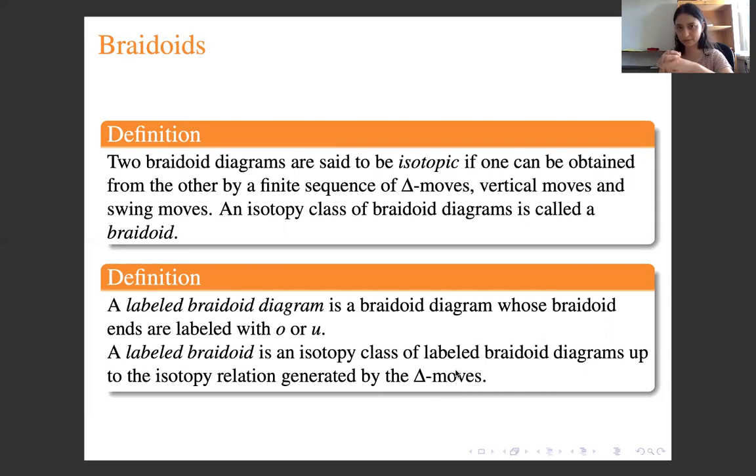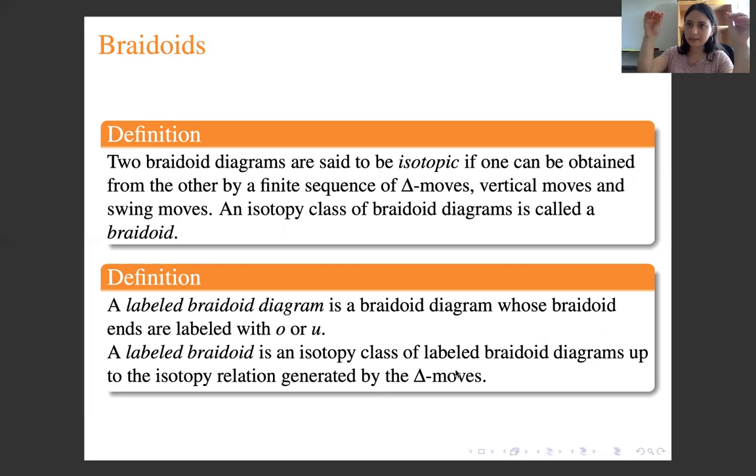And an isotopic class of braidoid diagrams is called a braidoid. We have a special subclass of braidoid diagrams that we call labeled braidoid diagrams. So a labeled braidoid diagram is a braidoid diagram whose braidoid ends, that are also enumerated by positive integers, are labeled with O or U.